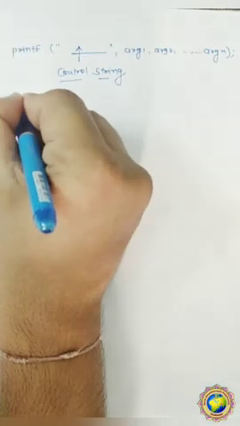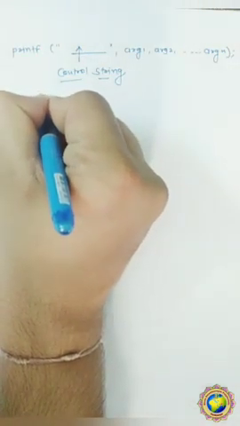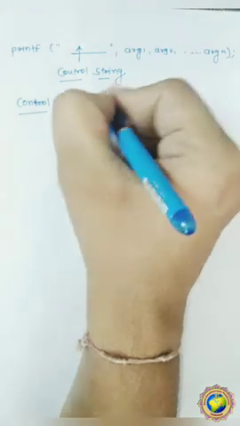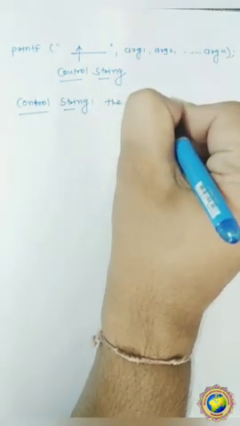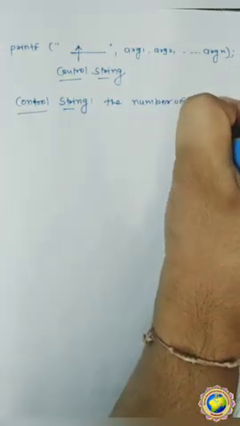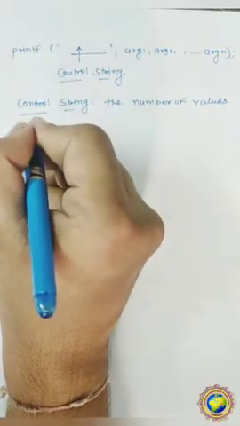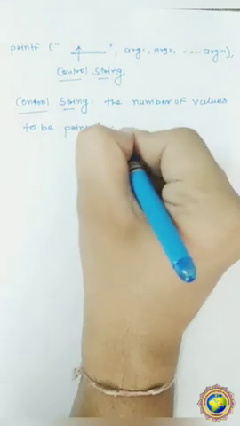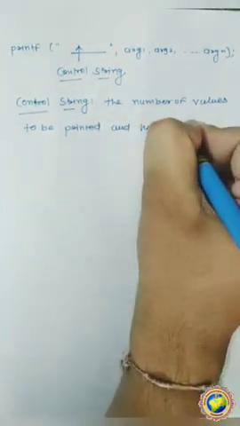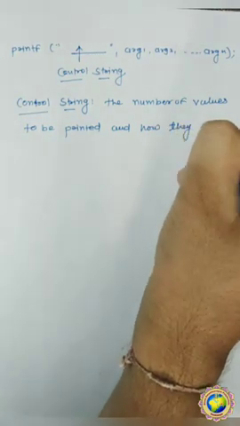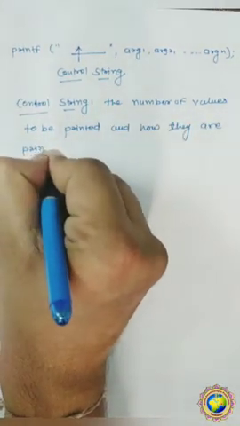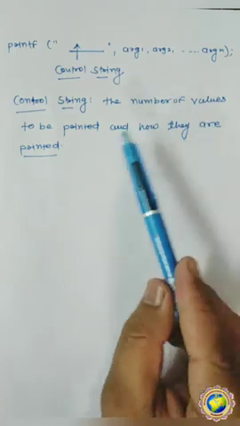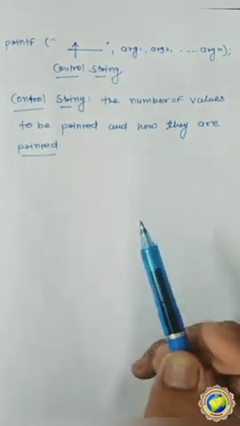The control string shows the number of values to be printed and how they are printed. એટલે કે કંટ્રોલ સ્ટ્રિંગ જે છે એ તમને એ બતાવશે કે કયા વેલ્યુઝ જે છે પ્રિન્ટ કરવાની છે અને એને કેવી રીતે પ્રિન્ટ કરવાની છે.